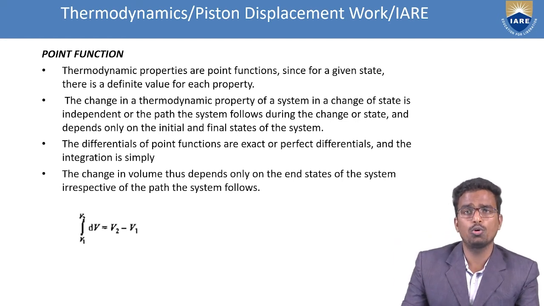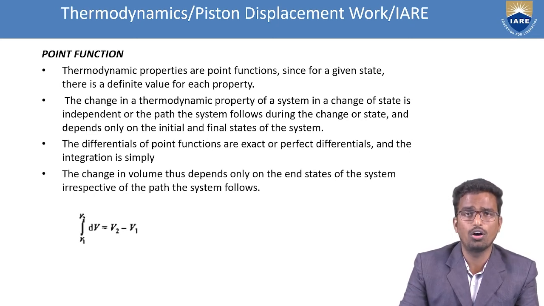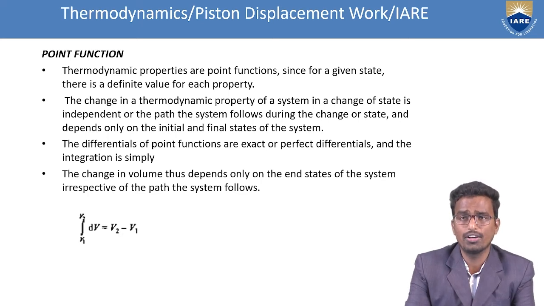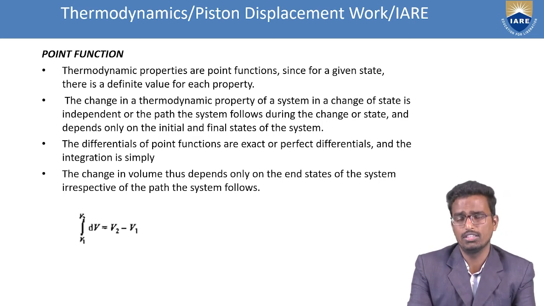The change in a thermodynamic property of a system during a change of state is independent of the path the system follows during the change of state, and depends only on the initial and final state of the system. That is why it is called a point function. The differentials of point functions are exact or perfect differentials, and the integration is simple. If it is a path function, the differentials are inexact, whereas in a point function they are exact differentials.